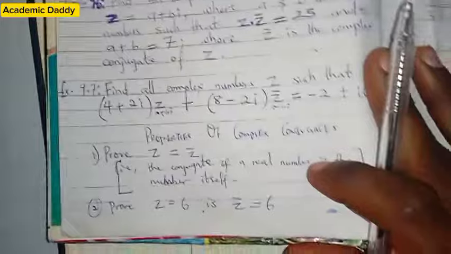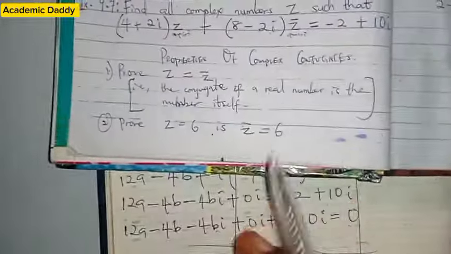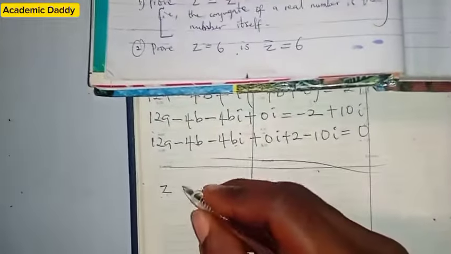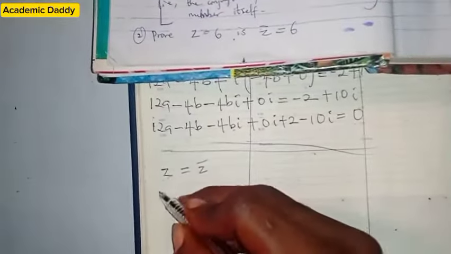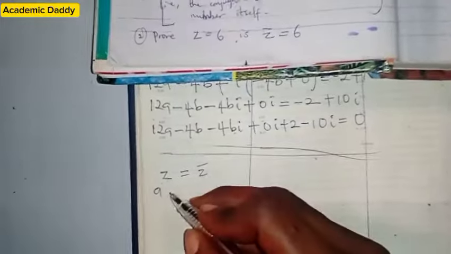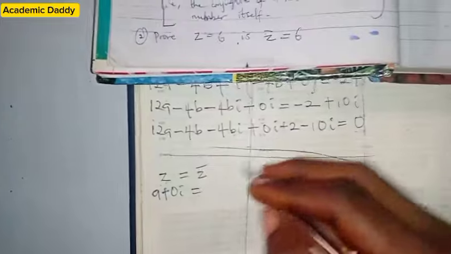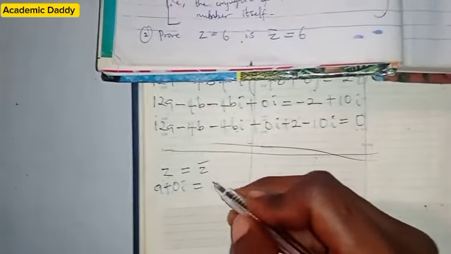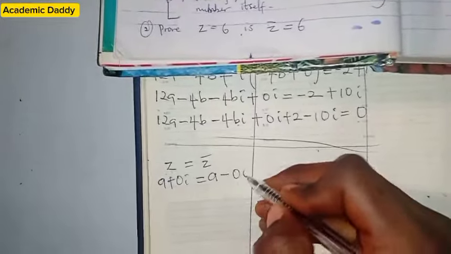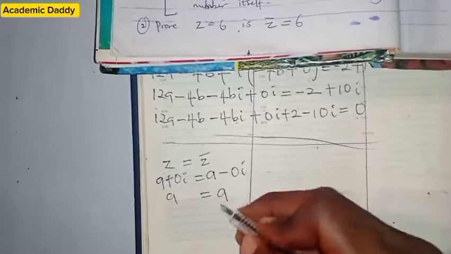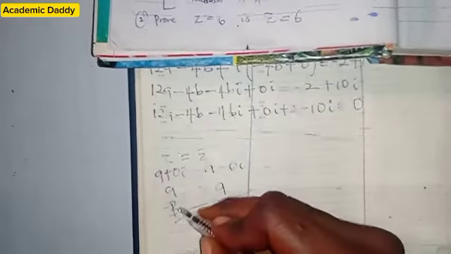So that does it for conjugate of complex number. Let's go to the next one. They said prove z is equals to z conjugate. So if z, I should prove z is equals to z conjugate. For example, if I have a plus 0i, is equals to the same thing as a minus 0i, and this will give me a. This is also going to give me a. Proved.